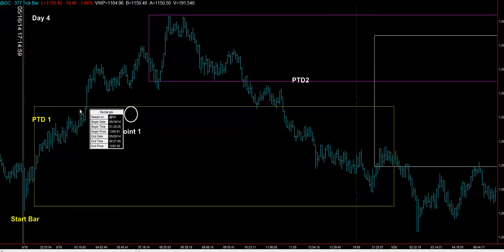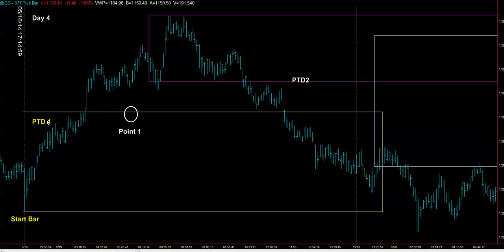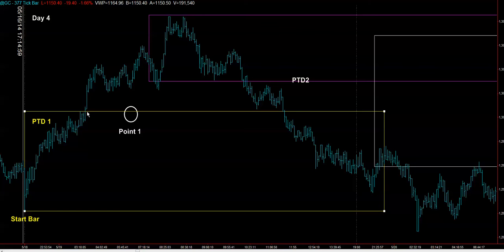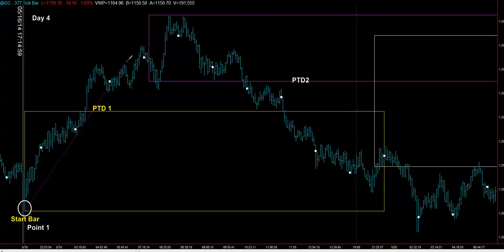So we get our measuring tool for PTD1. There it is, and we see that it makes contact with that criteria right over here. Now you'll notice that, interestingly today, point 1 and the start bar are almost the same. The low of the start bar is point 1. That's where we start drawing because it's the lowest point of the day, between the start bar and where PTD meets its criteria. So we get permission to draw once that occurs, and we take our outermost point.